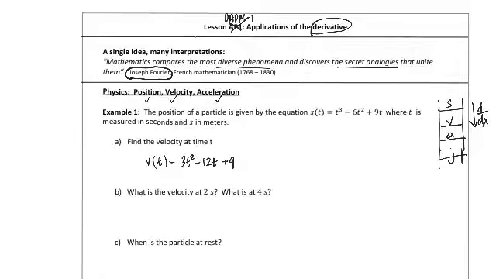The units of this s are meters because it's measuring a position. The units of this v equation would be meters per second, right? So we put in seconds for the time. The v that comes out will be in meters per second.